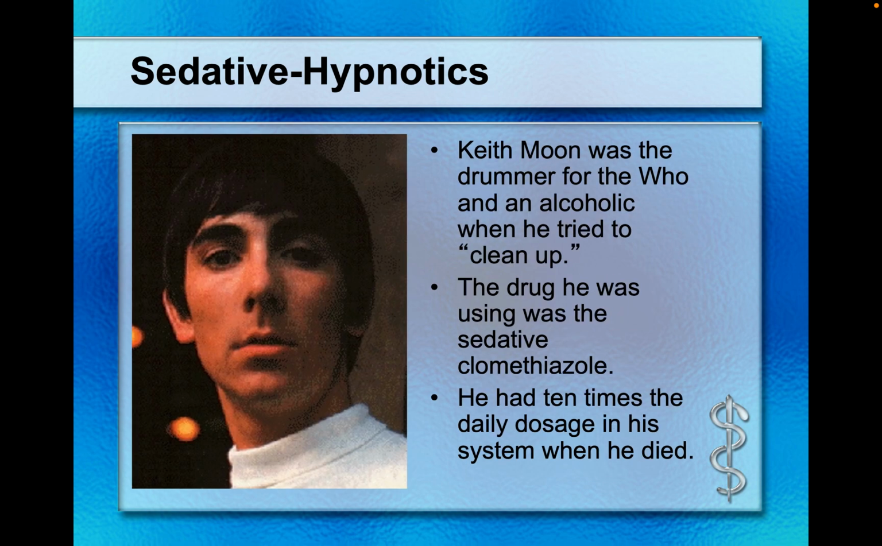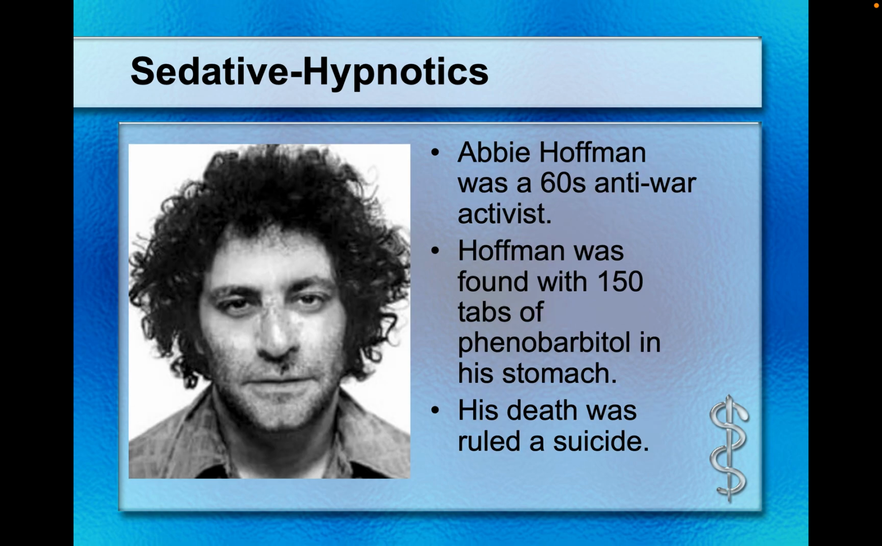Keith Moon was a drummer for The Who and an alcoholic when he tried to clean up. The drug he was using was the sedative clomethiazole. He had 10 times the daily dosage in his system when he died.